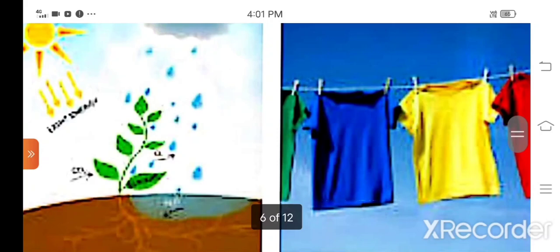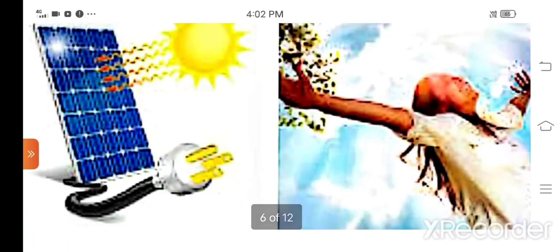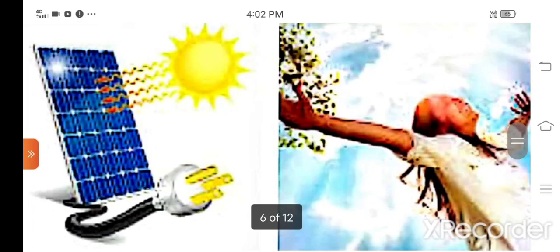You know that the plants get energy from the sun, and the wet clothes need the sunshine to dry. We need sunshine, we need the sun's heat during cold days, during winter season, to keep us warm. And you know, dear students, that one of the main important things is that we get the solar energy from the sun. Heat of the sun is also used to get solar energy.